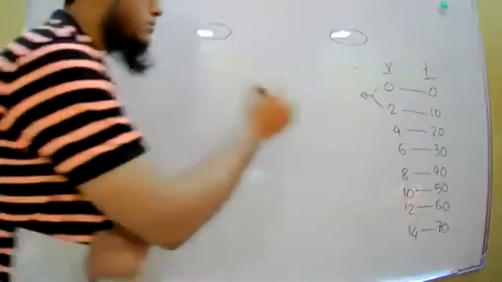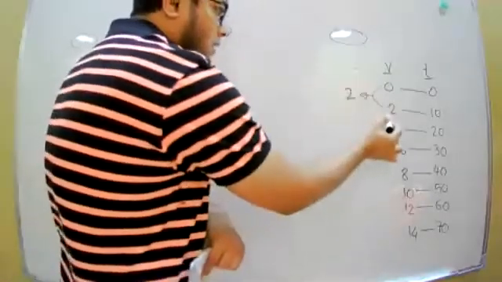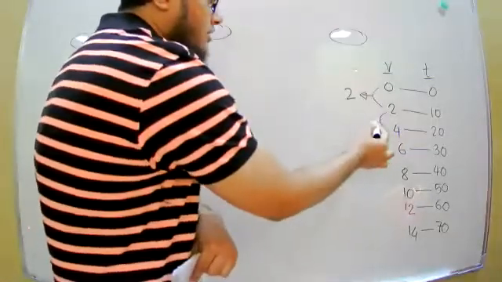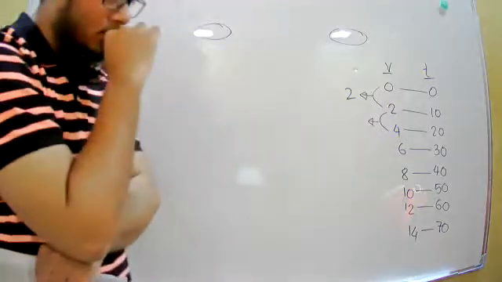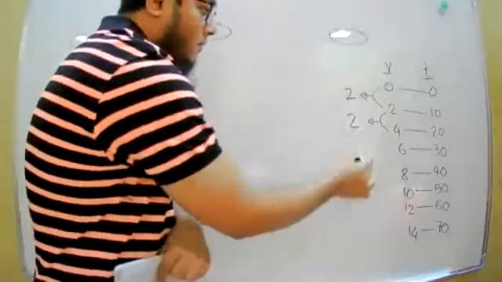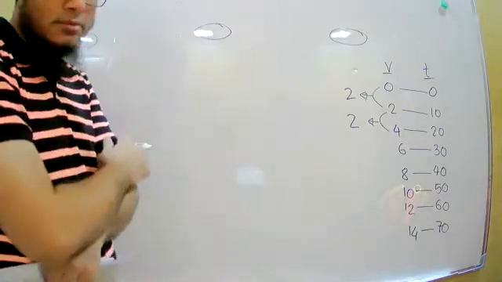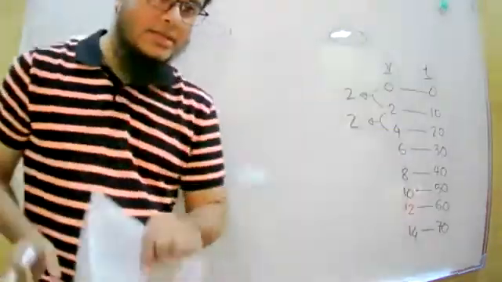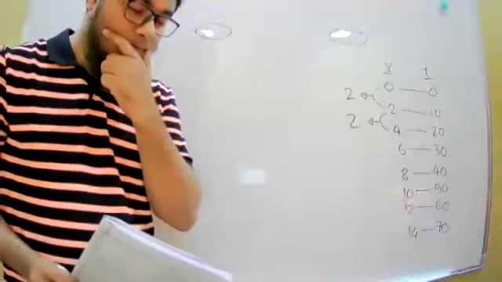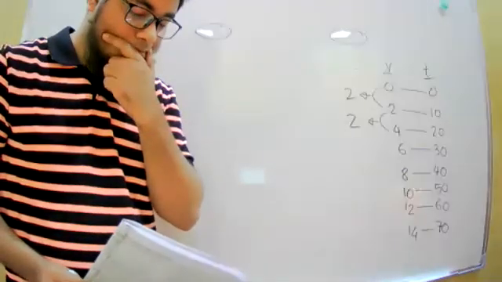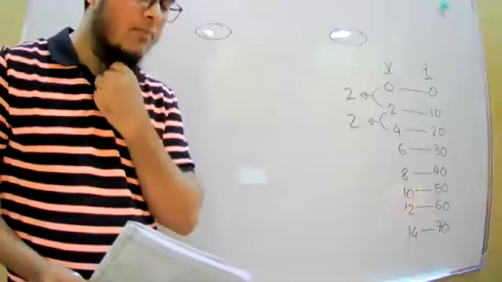2 meter per second. In the next 10 seconds, how much did it increase? 2 meter per second. Same. And that is the case throughout the process, right? Throughout the journey, that is the process. So what can I say? Is the velocity uniform?